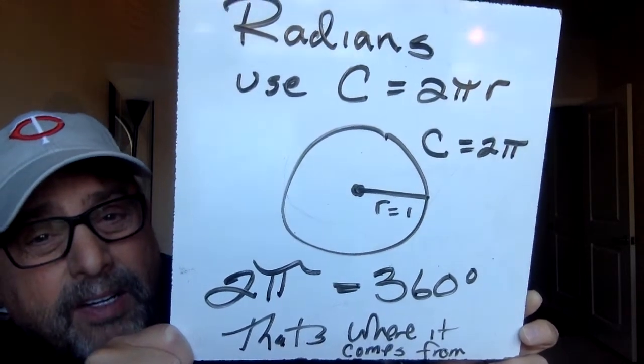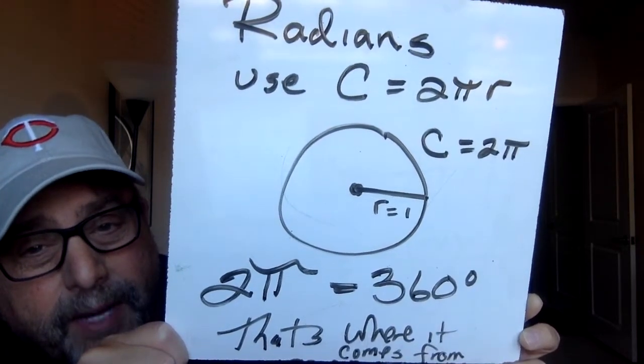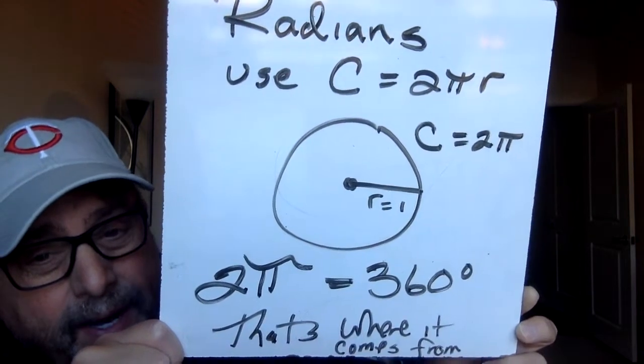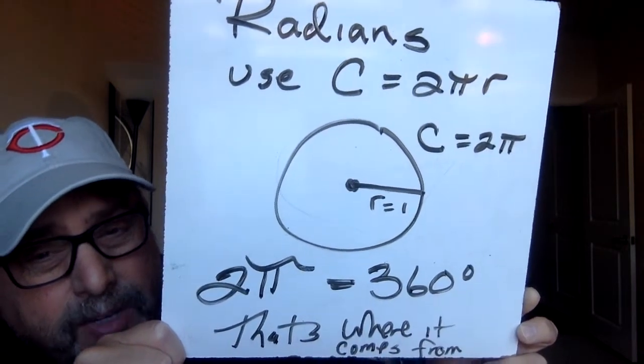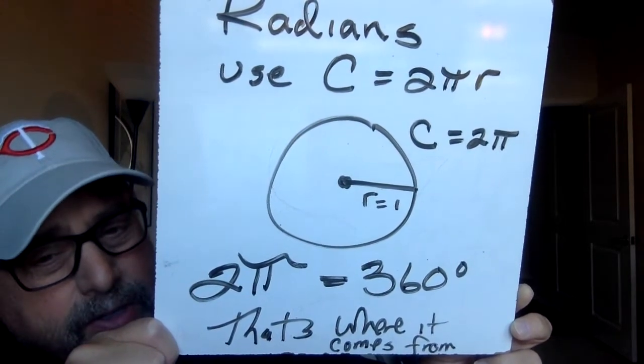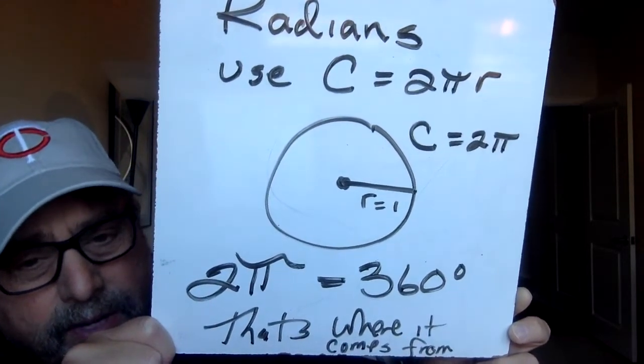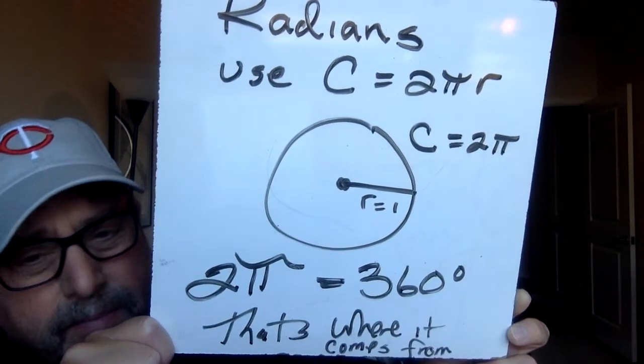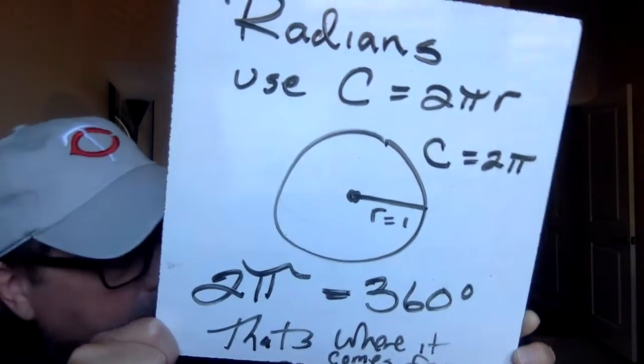Look on top. The circumference of a circle is 2 times pi times r. And if the radius is 1, that means 1 time around would be 2 pi. So whereas the old way that we're all used to, the 360 degrees, that's exactly the same as 2 pi.